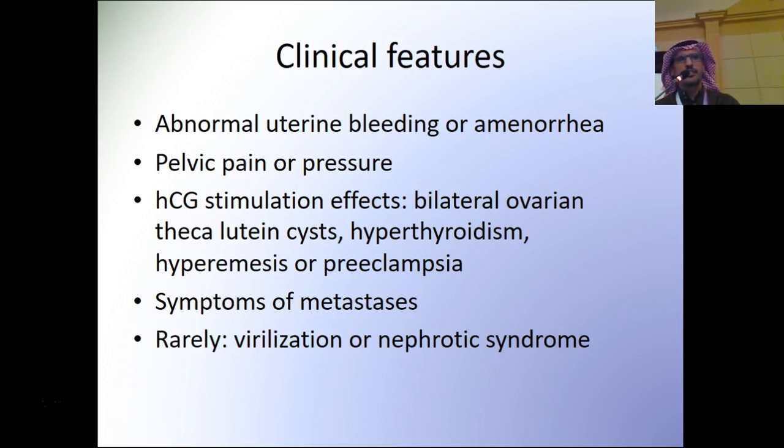Symptoms of metastasis. So if there is a lung metastasis, the patient usually can present with shortness of breath, cough, chest pain, or hemoptysis. If there is a vaginal metastasis, vaginal bleeding or purulent vaginal discharge, or if there is a CNS metastasis, neurological symptoms. Rarely virilization, and this is mainly because of theca cell hyperplasia leading to an elevated level of the hormone testosterone, or nephrotic syndrome, but both are very rare.